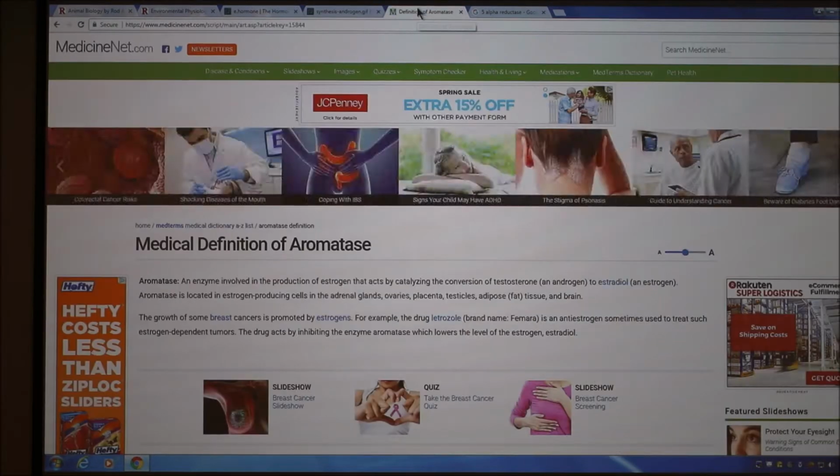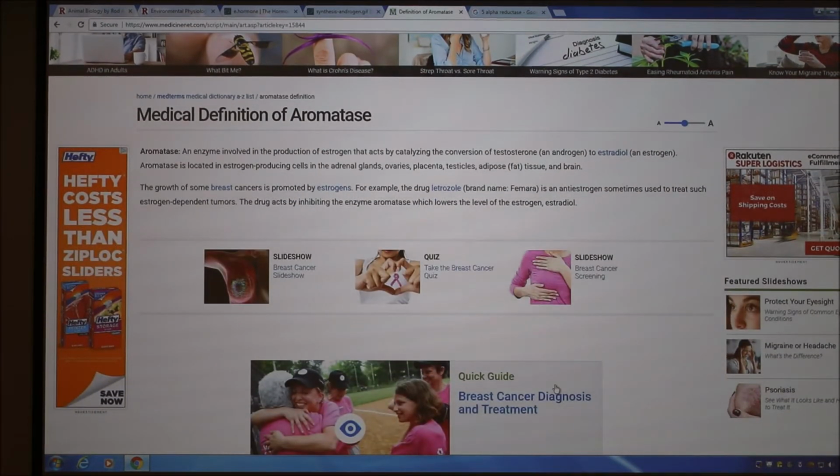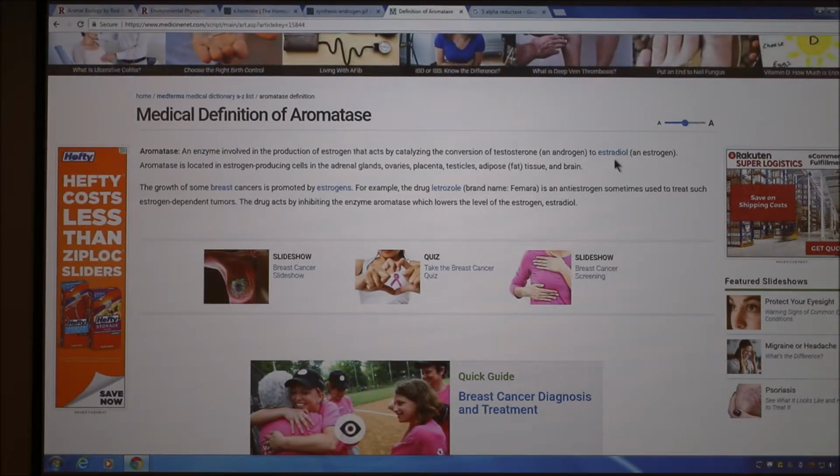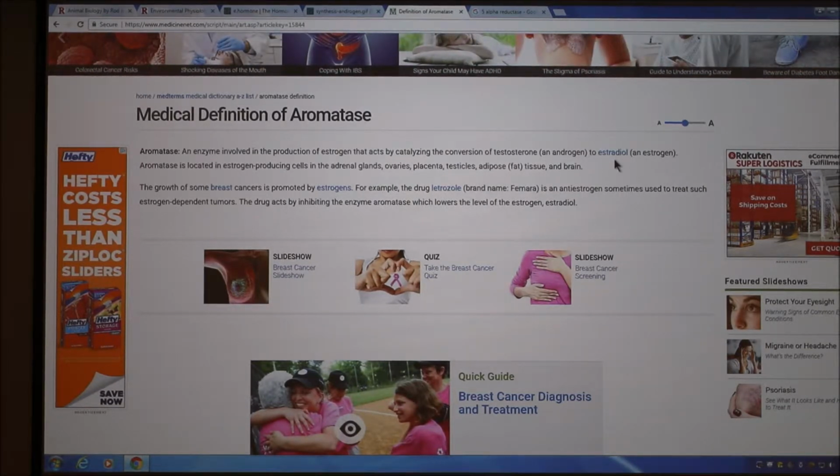So I looked up aromatase. Here it is. I'm giving you some specific enzymes, not all of them, but just a few. So aromatase, the enzyme involved in the production of estrogen that catalyzes testosterone to estradiol. Okay? So if you wanted to stop estradiol production, you would find an aromatase inhibitor. Okay, back to our diagram.